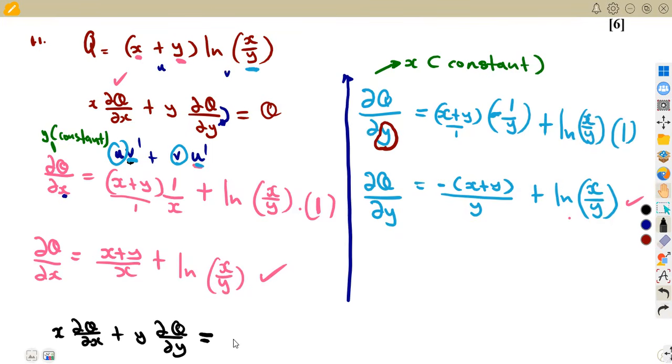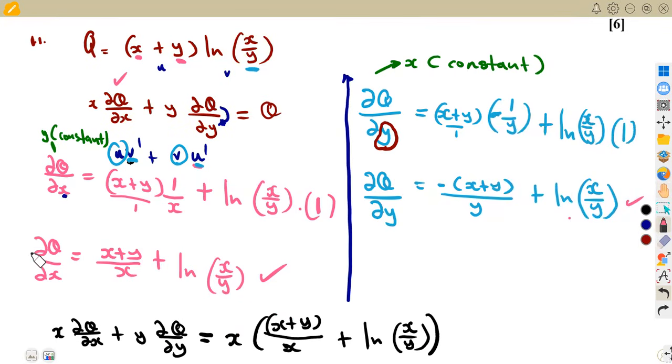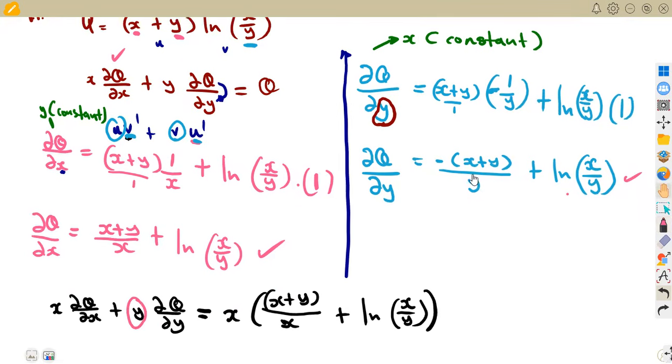So this is going to be x times the derivative of q with respect to x. We determine this. This is the one that we have here. The derivative of q with respect to x. We got x plus y like this. I'm just going to open a bracket over x. All right. Plus here we got ln x over y like this. All right. So let us close our brackets. So this is the part that we are having of the derivative of q multiplied to x plus y in this case.